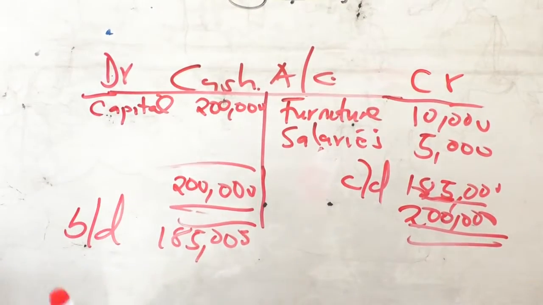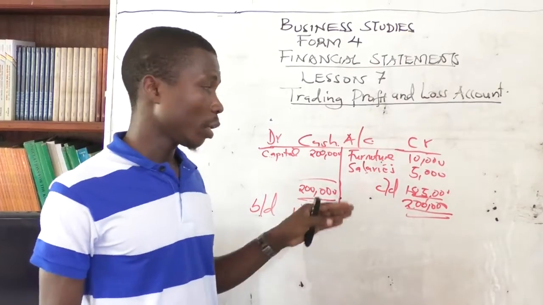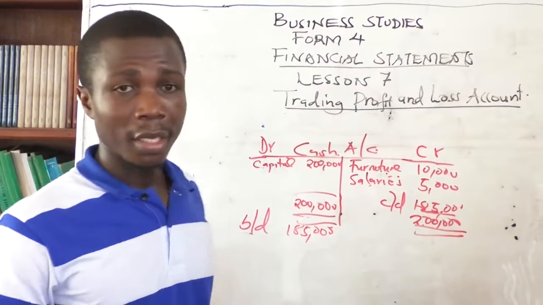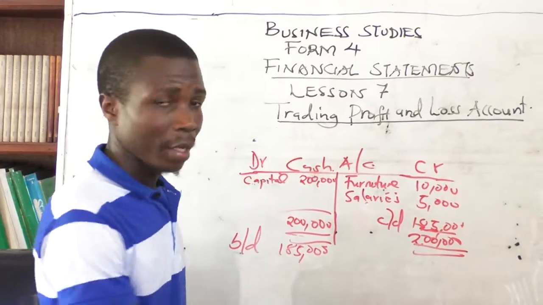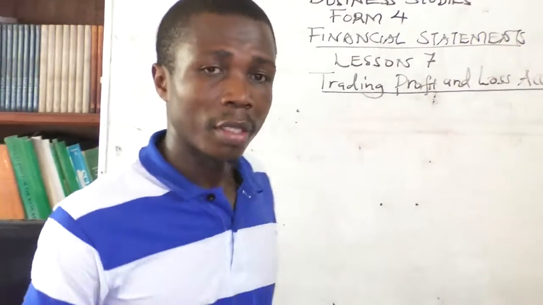So this balancing always happens at the end of a trading period or accounting period. That is one of the things that always happens there. This is just an example to make us remember. That's why I've done that. So that's all about ledger, but we are in the financial statement.